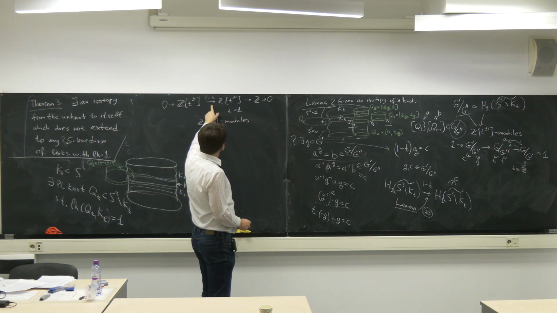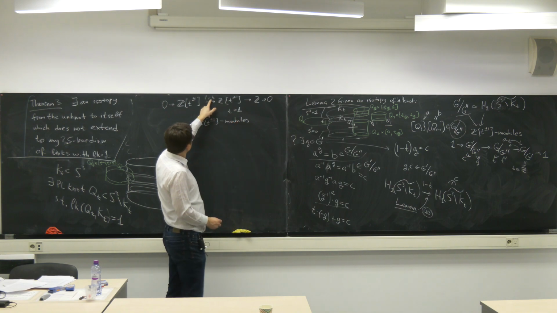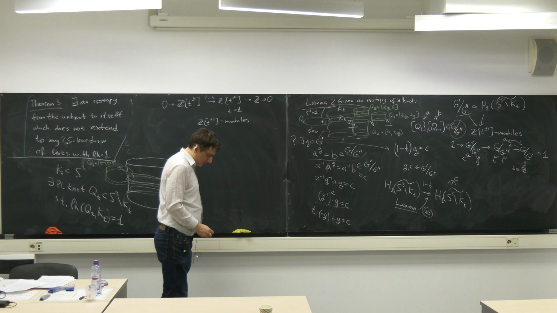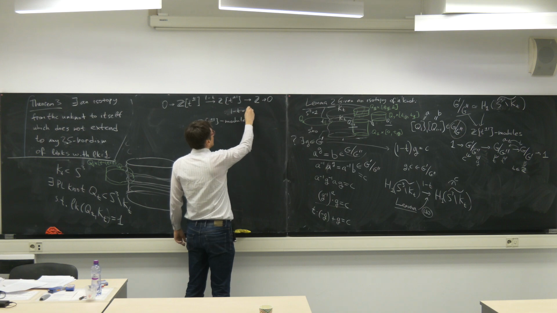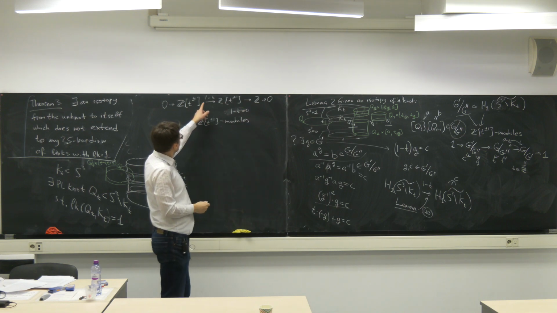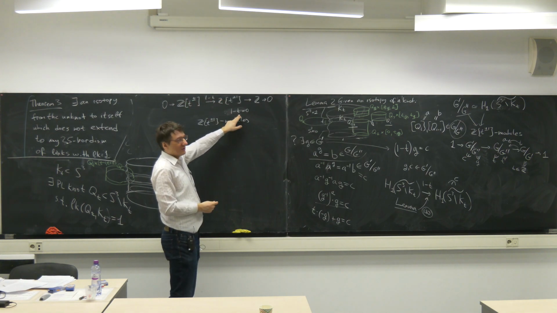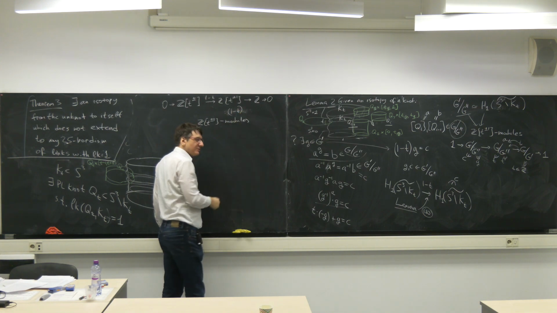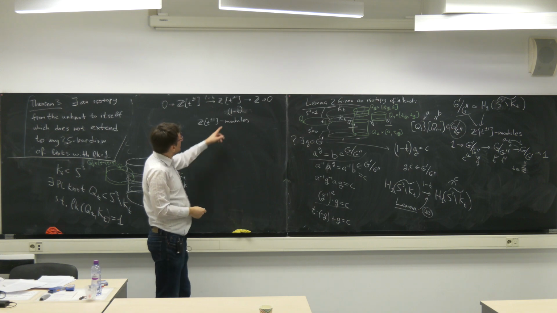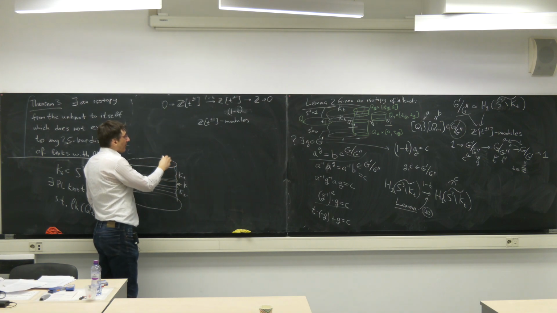Because this should be the co-kernel of this map, and to find its co-kernel I must equate t and 1, because this was 1 minus t. 1 minus t equals 0, better to say. Yes? I take the quotient by the image, it means that I take the quotient by this ideal. And this means that t equals 1, and if t equals 1, then I get that.